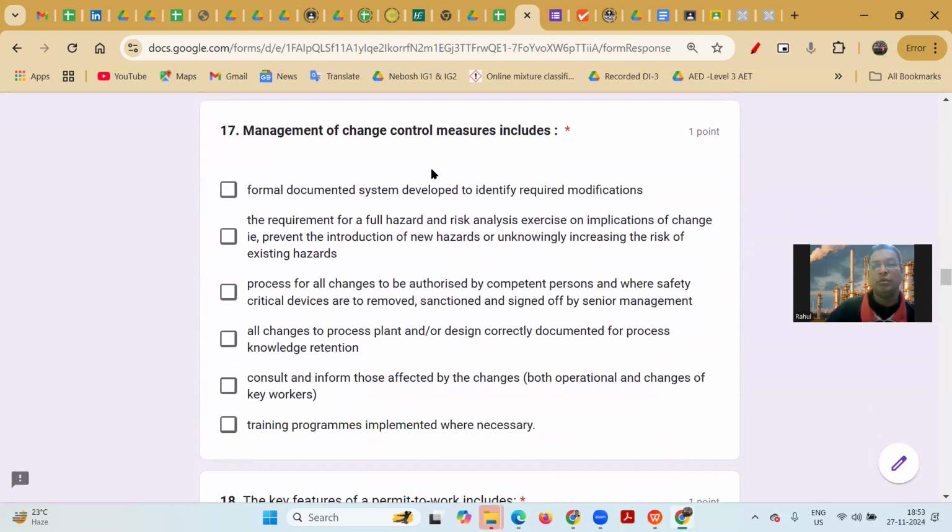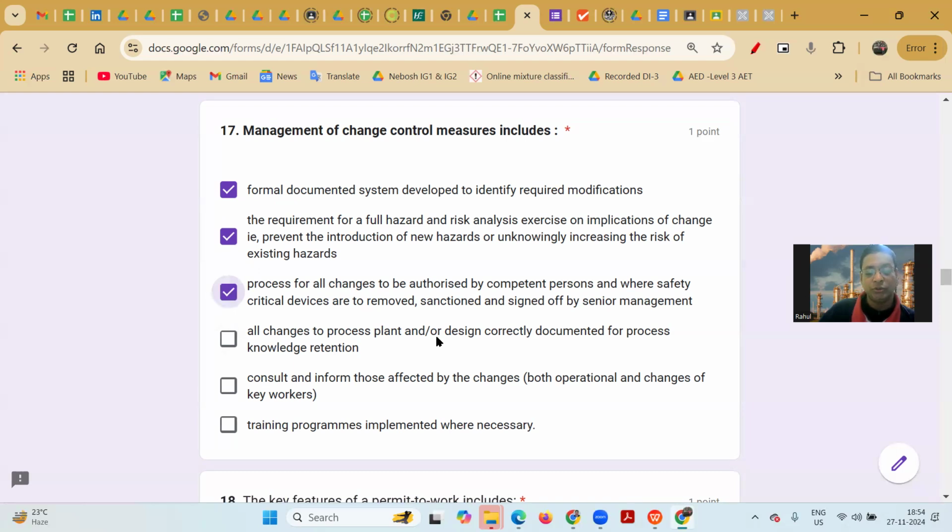Now we see the management of change control measures. Like the MOC procedure we have, what control measures does it include? A formal documented system developed to identify the required modification, correct. A full hazard and risk analysis exercise is also required on implication of change. A process for all changes to be authorized by a competent person, and where safety critical devices are to be removed, sanctioned and signed off by senior management.